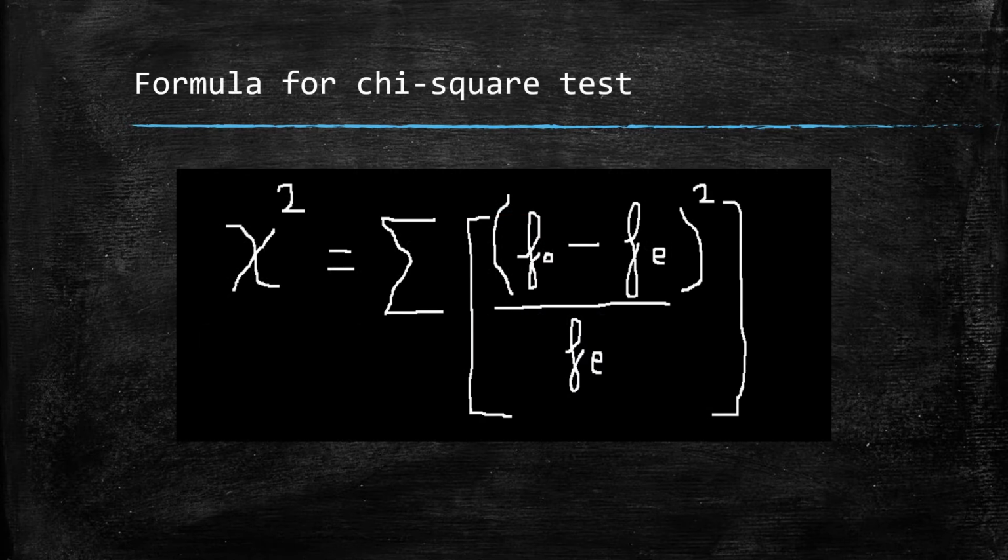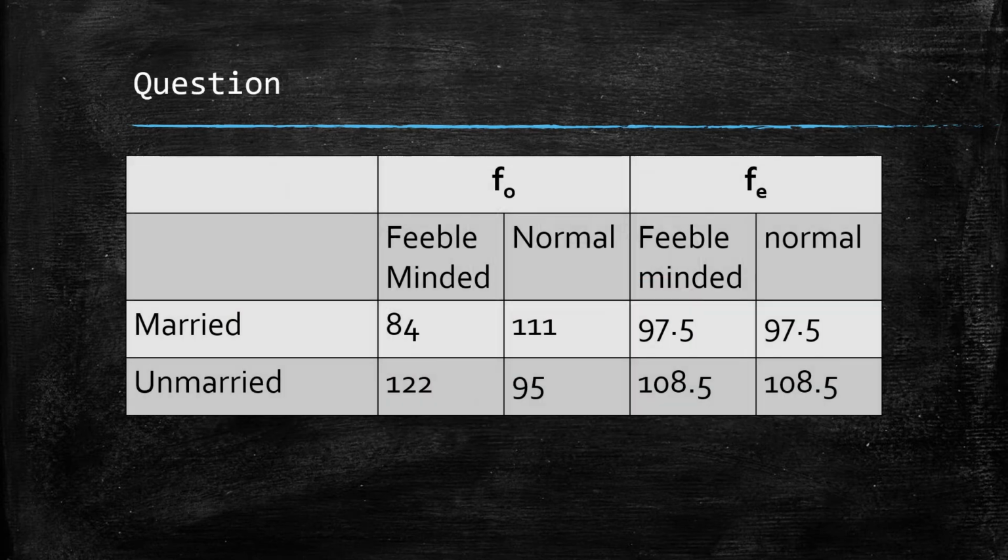This is the formula for calculating chi-square. Chi-square is equal to the summation of the square of the difference between the observed frequencies and the expected frequencies, divided by the expected frequencies. Let us understand this concept with the help of an example.